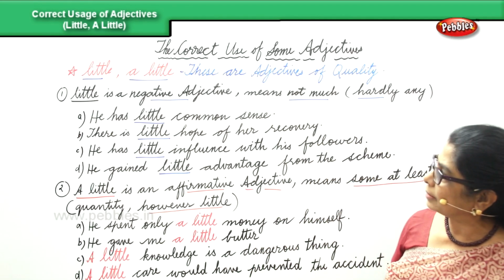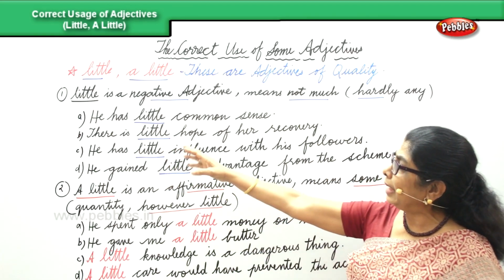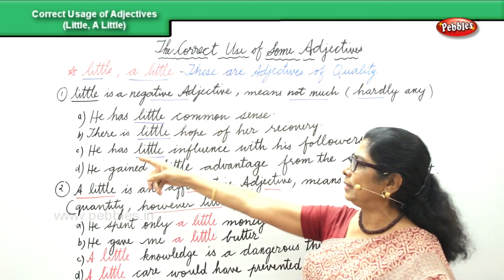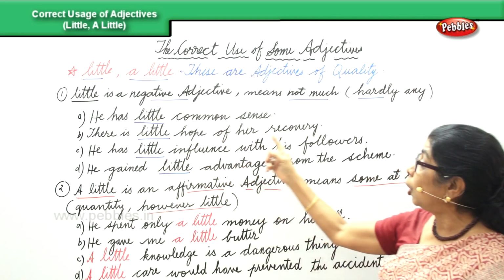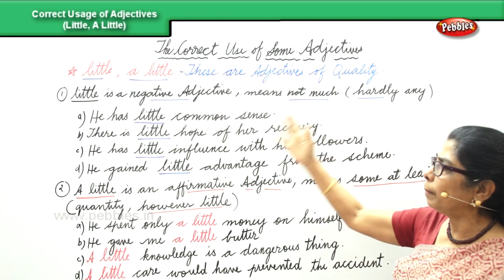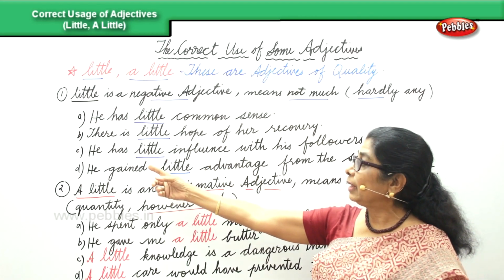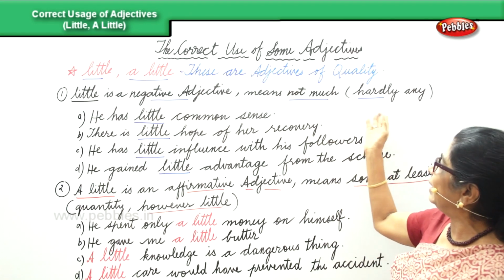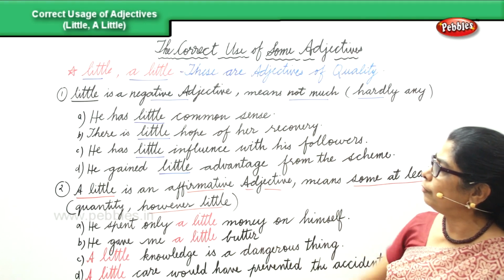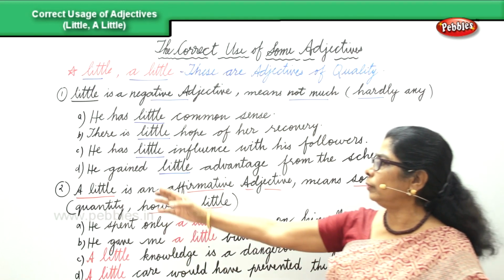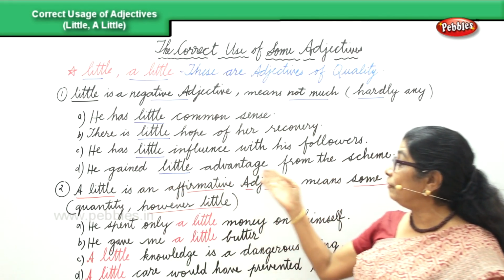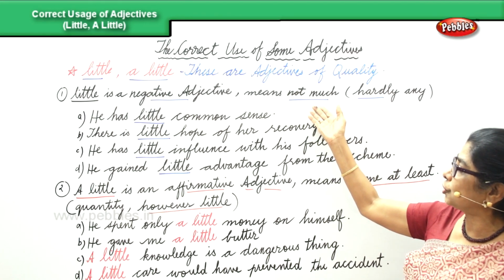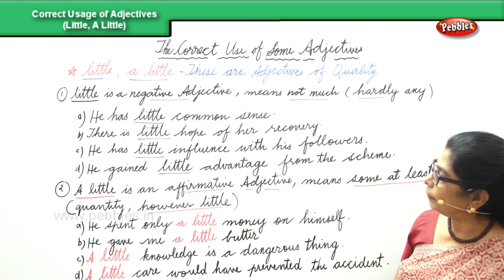Okay, so in little, let's look at the 4 sentences I have. He has little common sense. That means not much. He has hardly any common sense. There is little hope of her recovery. Not much hope, that means. He has little influence with his followers. Hardly any. Not much influence over his followers. He gained little advantage from the scheme. So although he took the scheme, he did not get anything much. Okay? He got very little.